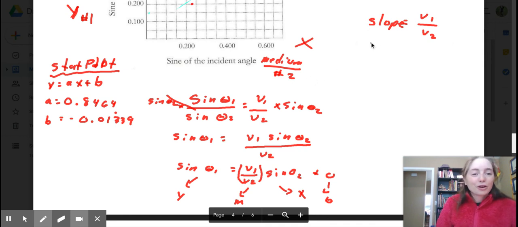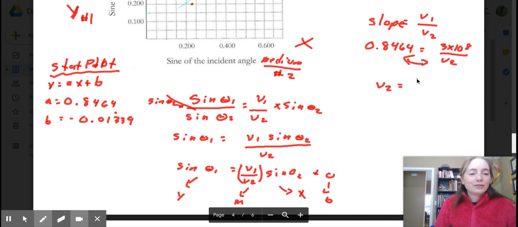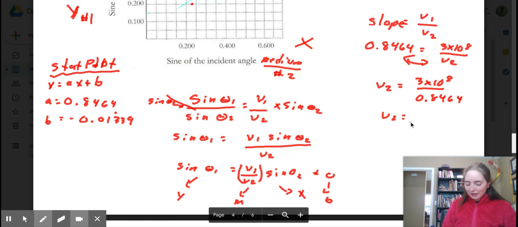So our slope from our calculator, from your stat plots, is 0.864. And then that is going to equal 3 times 10 to the power of 8 divided by V2. Well, we rearrange this, and our V2 is 3 times 10 to the power of 8 divided by 0.864, and you're going to get the lovely value of V2, with your sig digs and units, of 2.54 times 10 to the power of 8 meters per second.